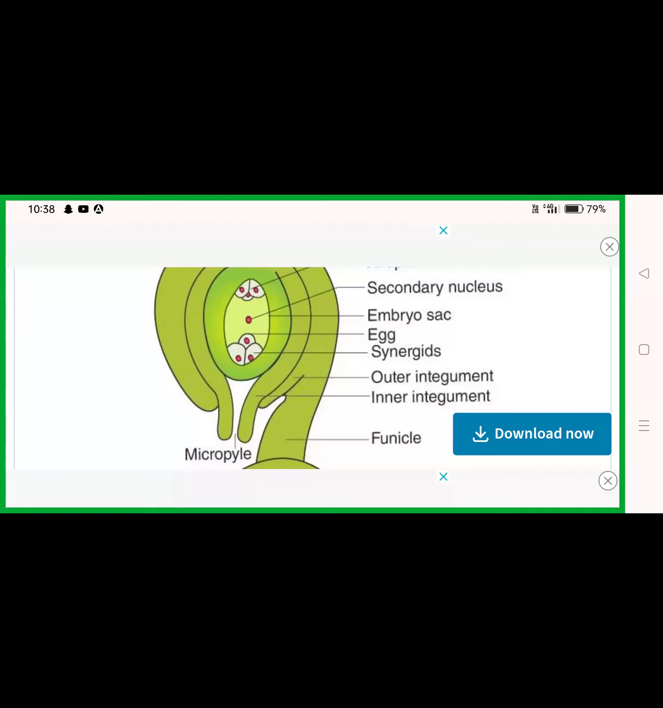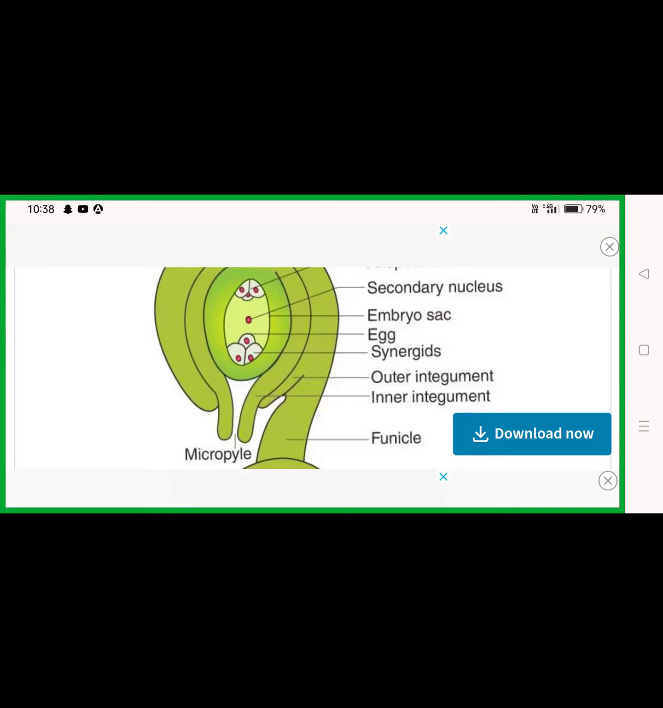That is by 2 cells only, that we call bisporic, or 4 megaspore nuclei. It is formed with 4 megaspore nuclei, that is called a tetrasporic embryo sac. Okay, I will explain the details in another class. And now, coming to the egg apparatus.